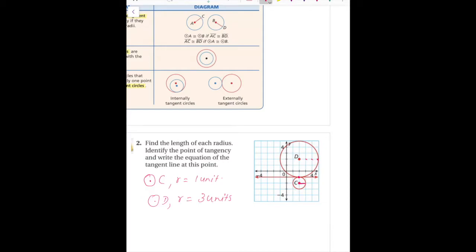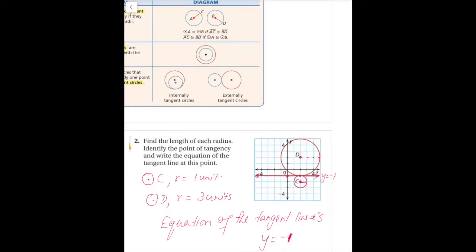And write the equation of the tangent line. The tangent is parallel to the x-axis and it goes through y equal to negative 1. So the equation of the tangent line is y equal to negative 1. That is the equation of the tangent line.